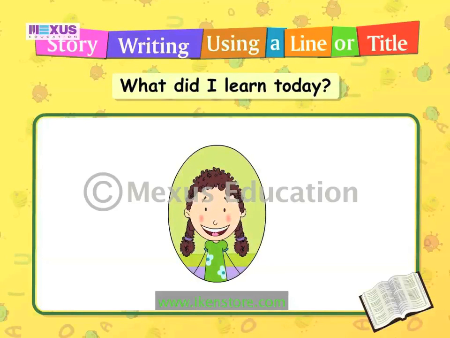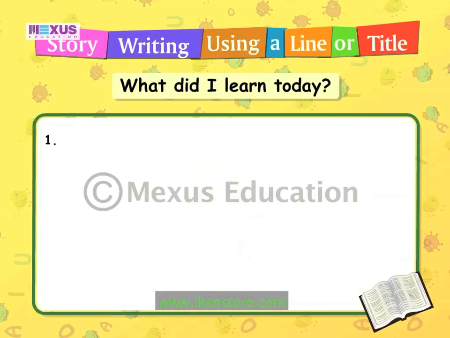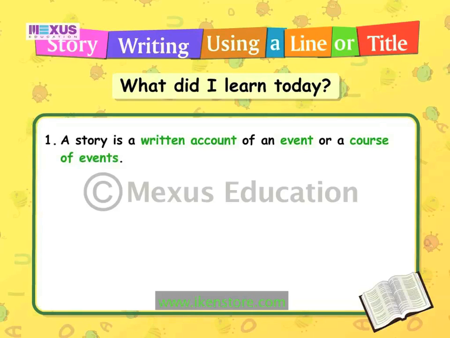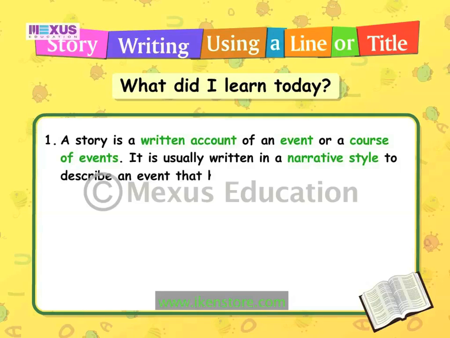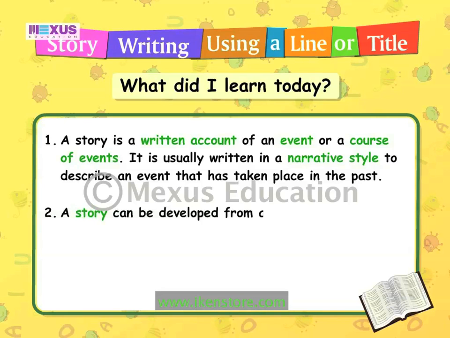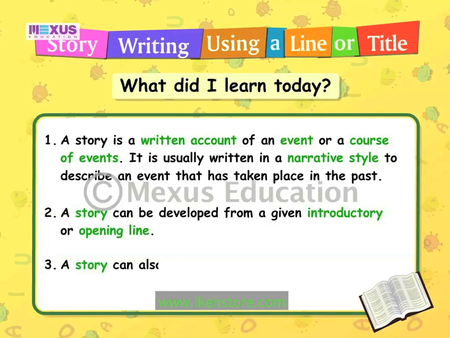Didn't we have lots of fun learning to write a story? Let us quickly go through all the points we need to remember while writing a story based on a given line or title. A story is a written account of an event or a course of events. It is usually written in a narrative style to describe an event that has taken place in the past. A story can be developed from a given introductory or opening line. A story can also be developed from a given title.